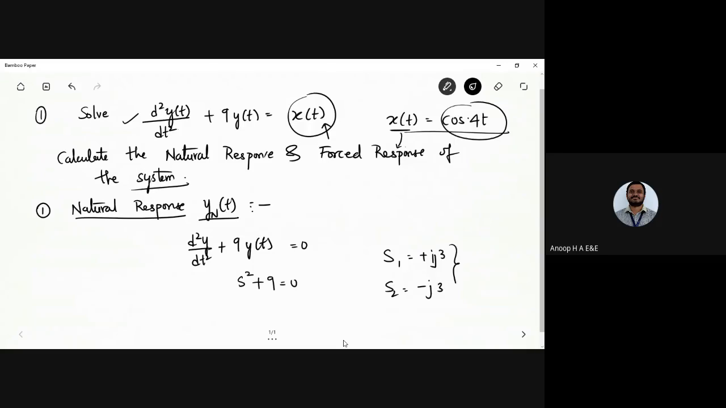So that is in terms of complex roots. I have the complex roots of the characteristic equation, that is s squared plus 9 equal to 0. So now you have the complex roots, plus or minus j3. Now I have the imaginary roots present there. So how are we going to calculate the natural response?